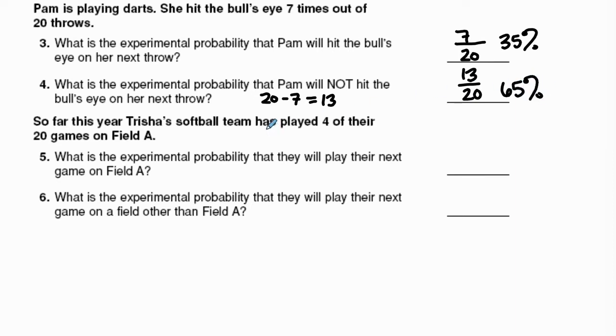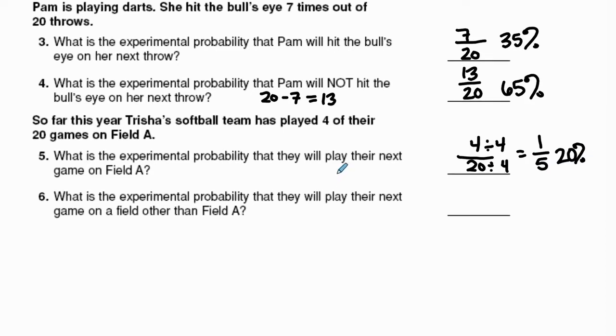Let's look at this next one. So far this year, Trisha's softball team has played 4 of their 20 games on field A. What is the experimental probability they will play their next game on field A? Well, 20 games total, that goes on the bottom part of my fraction. And then on the top, the 4 times that they played on field A. 4 and 20 are both evenly divisible by 4, so we're going to go ahead and divide by 4. And we get 1 out of 5, which is 20%.